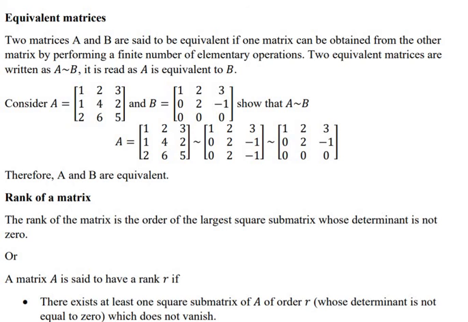Consider a matrix A, a 3 by 3 matrix: 1, 2, 3, 1, 4, 2, 2, 6, 5. And another 3 by 3 matrix B: 1, 2, 3, 0, 2, minus 1 and 0, 0, 0. We have to show that A is equivalent to B. Here, A is equal to the matrix 1, 2, 3, 1, 4, 2, 2, 6, 5. We will get it equivalent to 1, 2, 3, 0, 2, minus 1, 0, 2, minus 1.